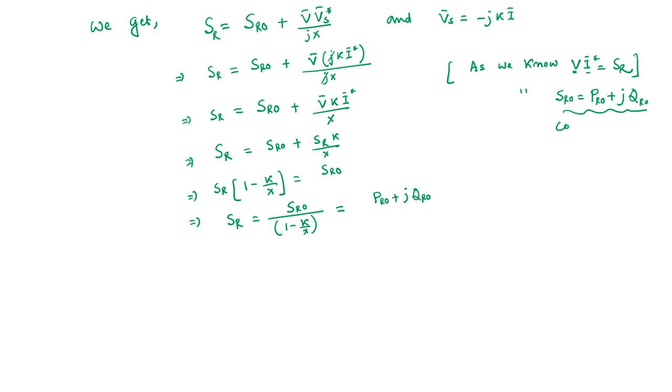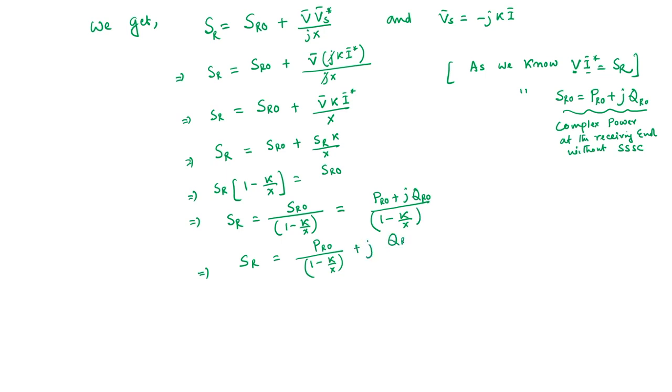So, this represents the complex power at the receiving end without SSSC, divided by 1 minus k by X. Now, we can write SR is equal to PRO divided by 1 minus k divided by X plus j QRO divided by 1 minus k by X. Okay, so this is the expression I wanted to arrive at.